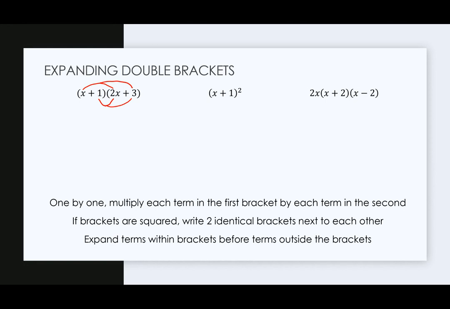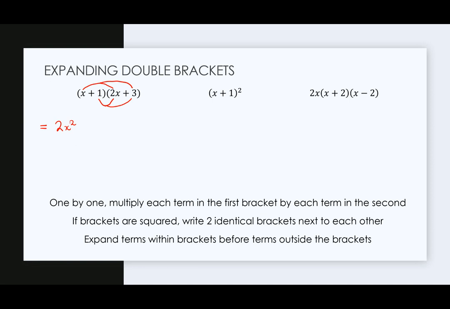This means that I'm going to have 4 multiplications, and I'm going to do them one by one and then simplify my answer. Let's start by expanding. So this will be x times 2x by doing the first term in each set of brackets. That is 2x squared.